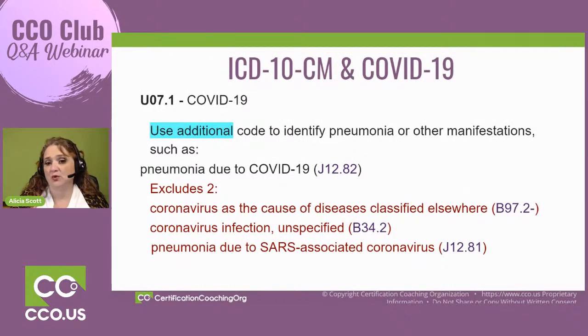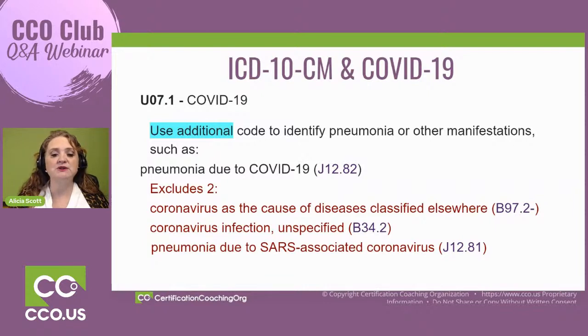Our basic code for COVID is U07.1. Now, that is a current case of COVID-19. Now, there are sequencing rules and things, but we're not going to talk about anything other than late effects or sequela, because if we talked about those, well, first of all, we've lectured on other stuff, but we would be here all night.